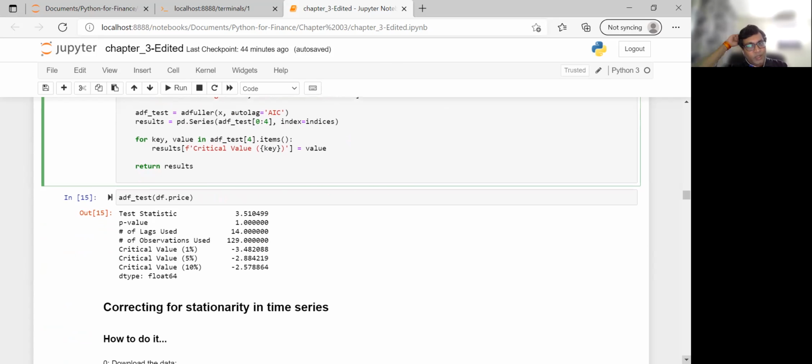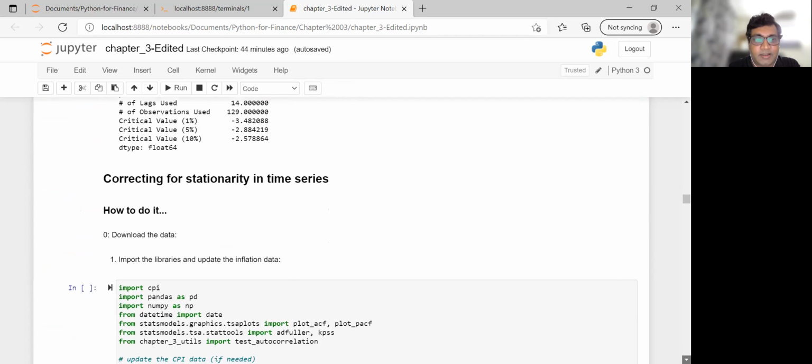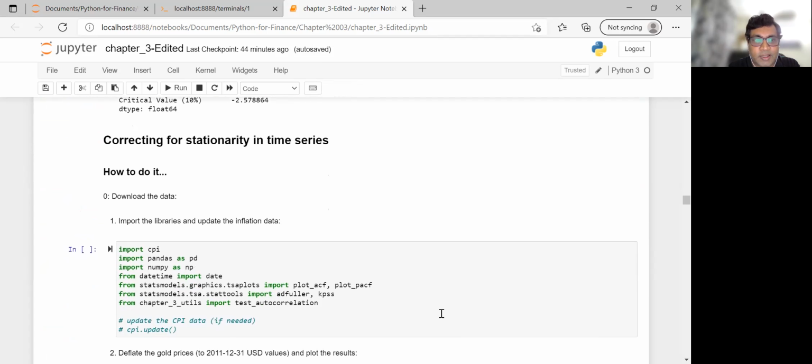Now, in the next step, what we need to do is make our time series stationary. How do we do that? Again, I'm importing some libraries. This takes time, but while it is importing those libraries, I'd like to tell you that we are using three approaches to show you how we can make a time series stationary.